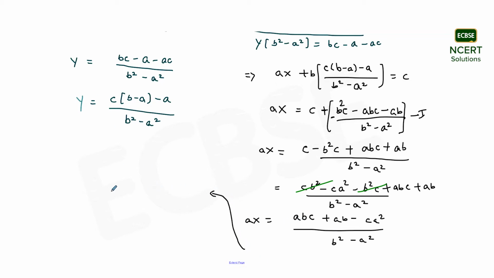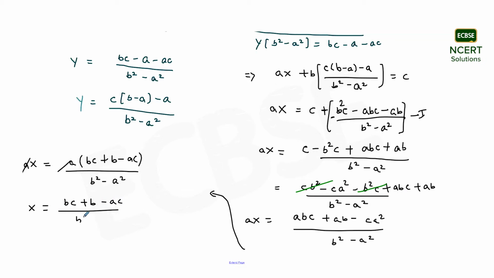So here it will be AX is equal to A common (BC plus B minus AC) divided by B square minus A square. So A will cancel out here and X comes out to be equal to (BC plus B minus AC) divided by B square minus A square.